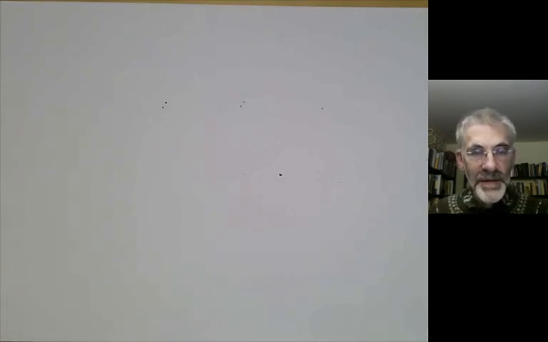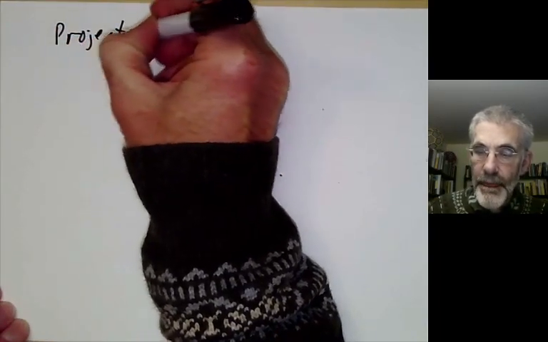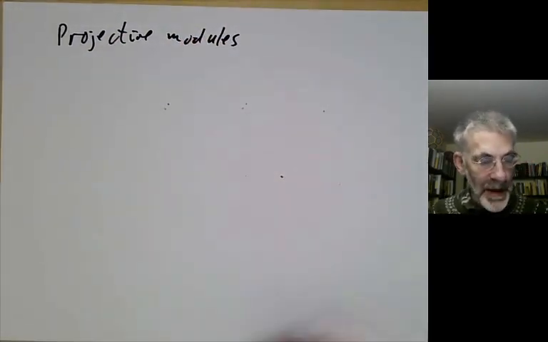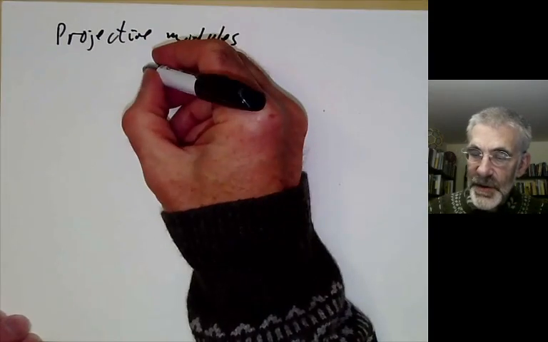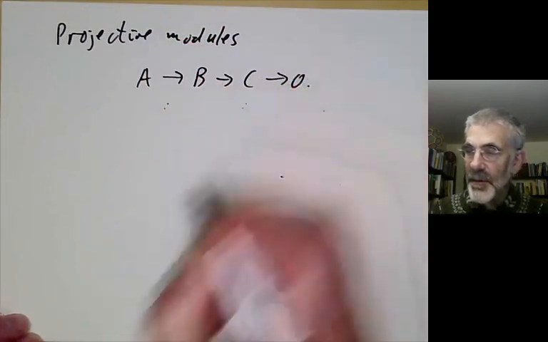This lecture is part of a series of lectures on rings and modules and will be about projective modules. So I'll start by motivating these with an example. Suppose you've got an exact sequence of modules, A goes to B, goes to C, goes to 0.